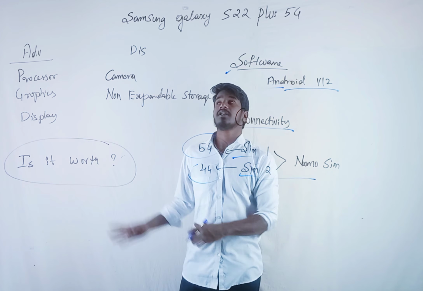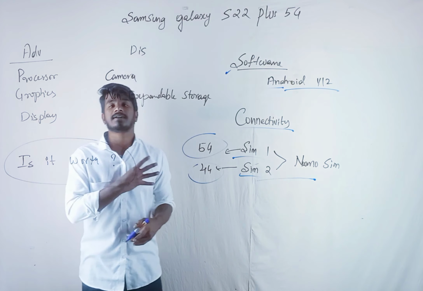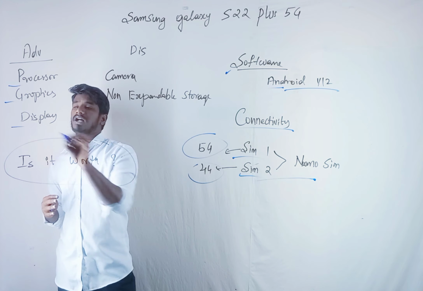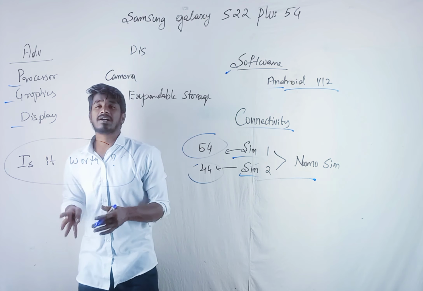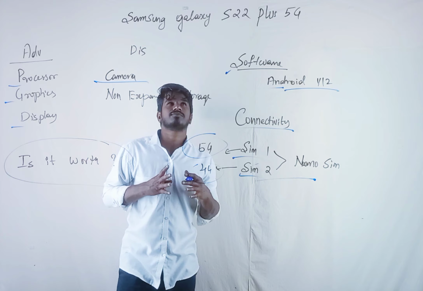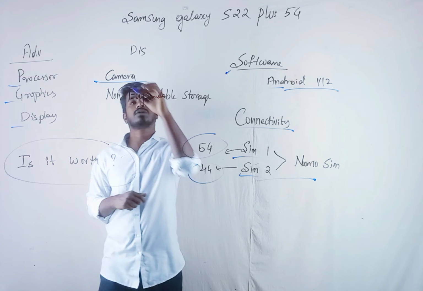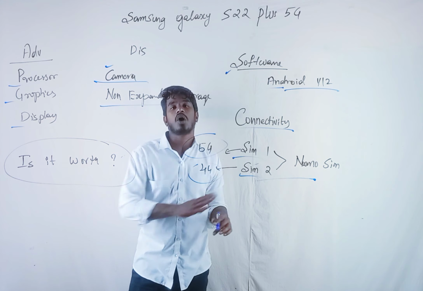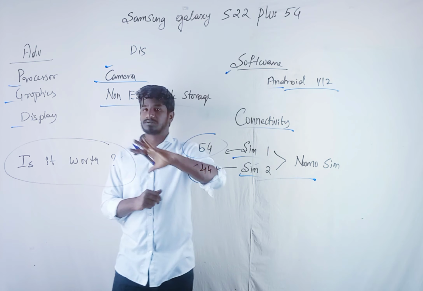And if you talk about advantages and disadvantages, the advantages of this mobile are processor, graphics and display. The disadvantage of this mobile is camera. Literally I'm not satisfied for paying that amount, 84,999. For that amount I'm not satisfied with the camera. And also it is non-expandable storage. For that I'm not satisfied, quite fine.